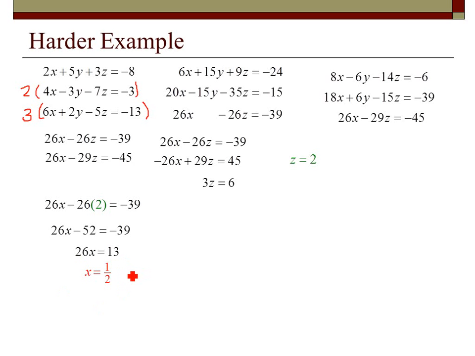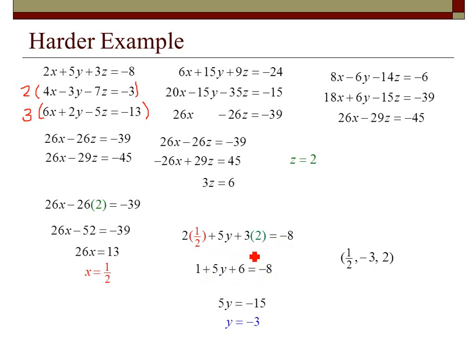Okay, so now I'm going to plug back into one of these equations up here to find out what, in this case, y is. So I plugged it into the top equation. So I have 2 times 1/2 plus 5y plus 3z equals negative 8. I get 1 plus 5y plus 6 equals negative 8. So I got 5y plus 7 equals negative 8. So 5y is equal to negative 15. And y equals negative 3. So those planes would intersect at the point 1/2, negative 3, and 2.